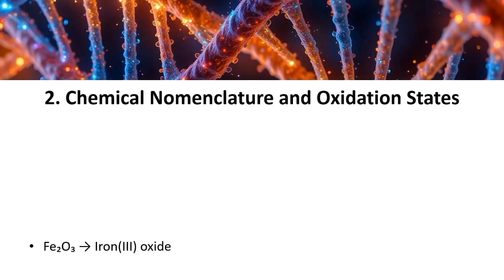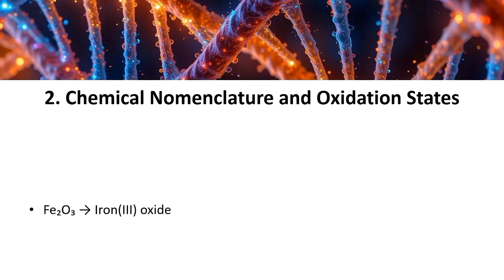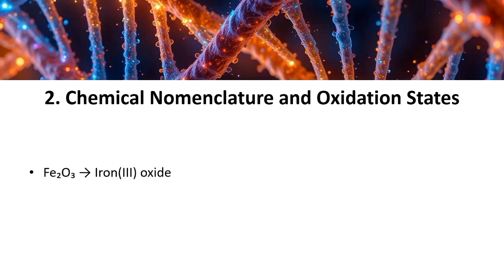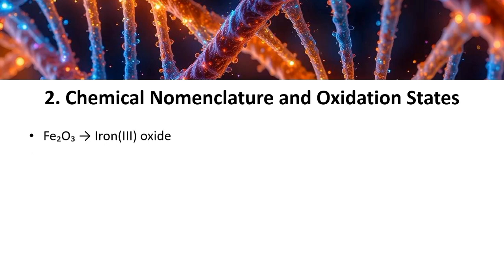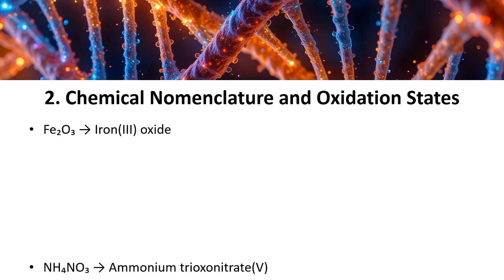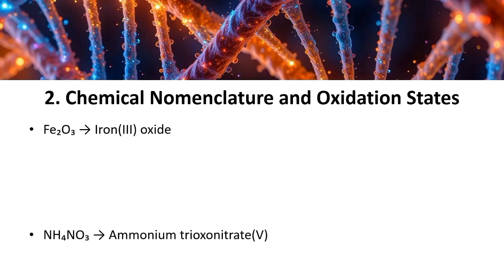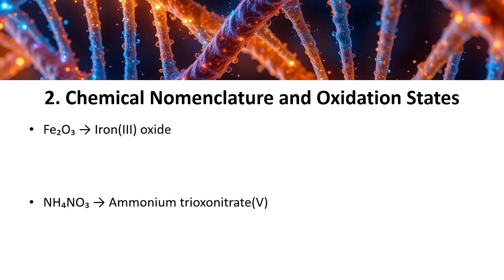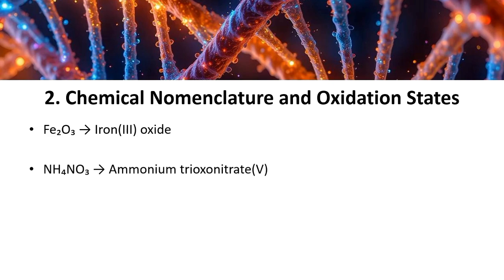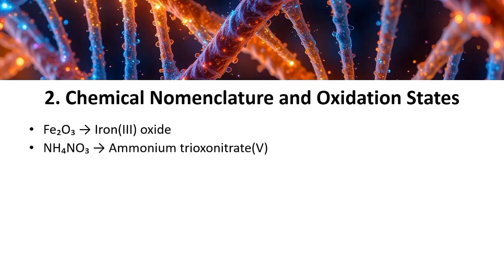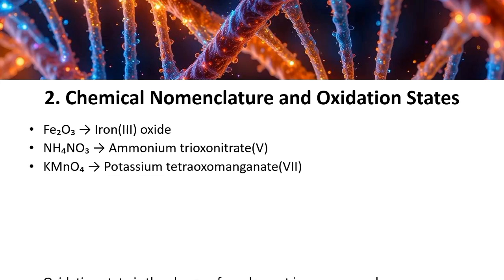2. Chemical nomenclature and oxidation states. Iron(III) oxide, represented as Fe2O3, follows IUPAC naming conventions. Note that the 3 means the oxidation state of iron in the compound. While NH4NO3 is ammonium trioxonitrate(V), the 5 is the oxidation state of nitrogen in the NO3 ion. KMnO4 is potassium tetraoxomanganate(VII), the 7 is the oxidation state of manganese. Oxidation state is the atomic charge of an element in a compound.